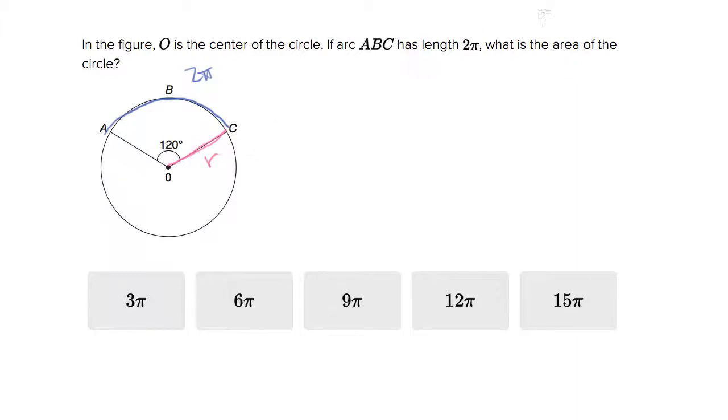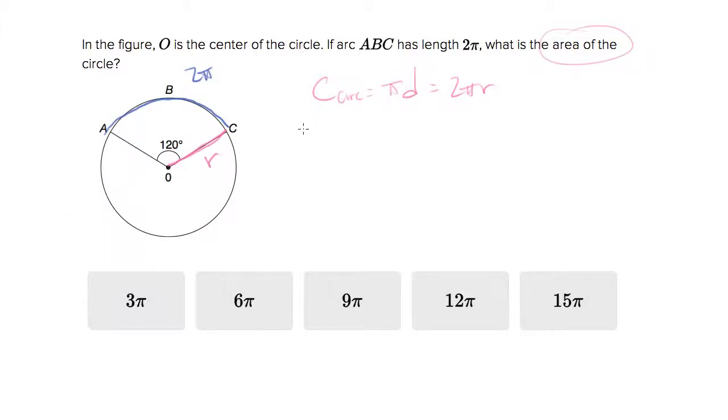They want us to give them the area of the circle, which I know I can get if I get R, because it'll just be pi r squared. So I'm going to focus for a second on just getting R. So the circumference of this circle is equal to pi times d, or 2 pi r. Right, so if the circumference of the circle is 2 pi r, that's the whole thing.